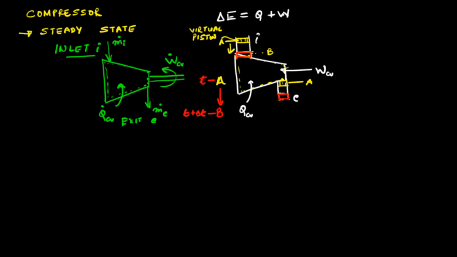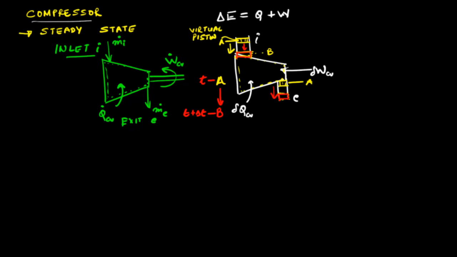So at time t, we have this state A of the control mass. And at time t plus delta t, this piston has moved down at the inlet and this piston at the exit has also moved away from the surface of the control volume. Now we can apply the first law. And because we are looking at transformation of the system from state A to state B, let's call the heat that is transferred during this process delta Q subscript CV, and the work done on the system to operate this compressor is delta W subscript CV.